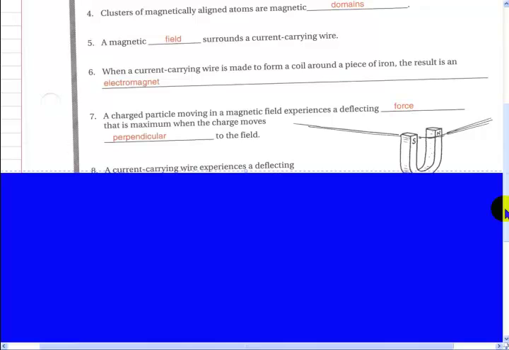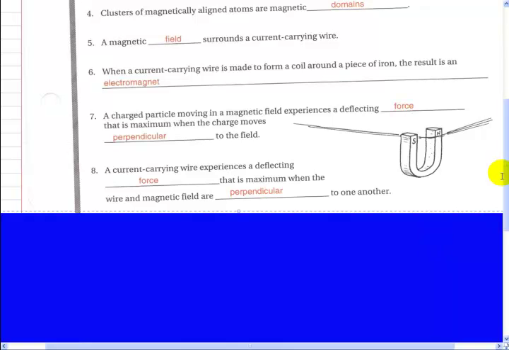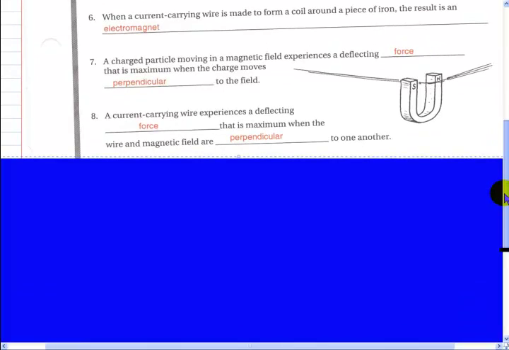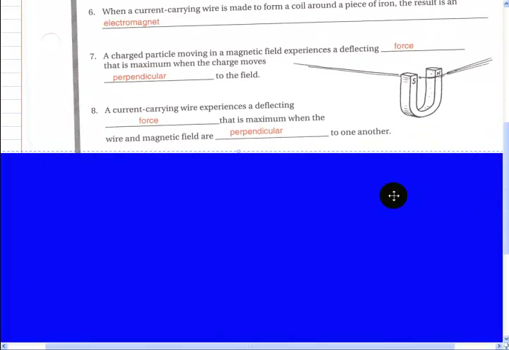Number 8, a current-carrying wire in the magnetic field experiences a blank that is maximum when the fields are blank. Well, you know what? We just kind of gave that away. You feel a force, and it's also perpendicular when it's perpendicular to the magnet. So in other words, electricity puts a force on a magnetic field, and a magnetic field will put a force on an electric current. And that's how motors work in real life.